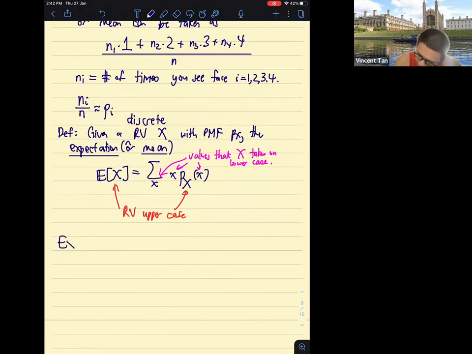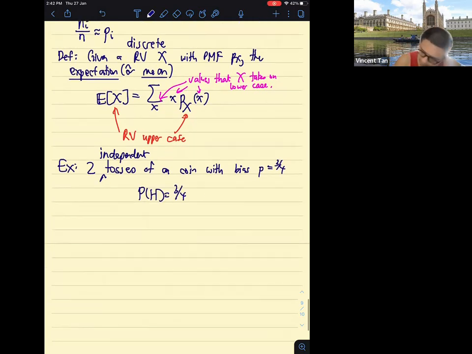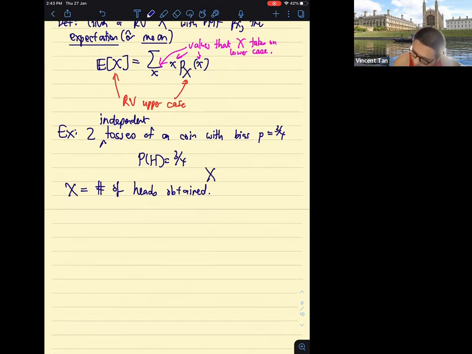So let me give you an example. Okay. We are going to toss a coin twice, two independent tosses of a coin with bias P. Let's say the bias P is 3/4. That means the probability of heads is 3/4. And the random variable of interest X is the number of heads obtained. All right. First and foremost, you would know that the number of heads that you can obtain is either 0, 1, or 2. You can be very lucky and get 2 heads, or you can be very unlucky and get no heads at all, or 0 heads. Okay. So these are the only possibilities for X.